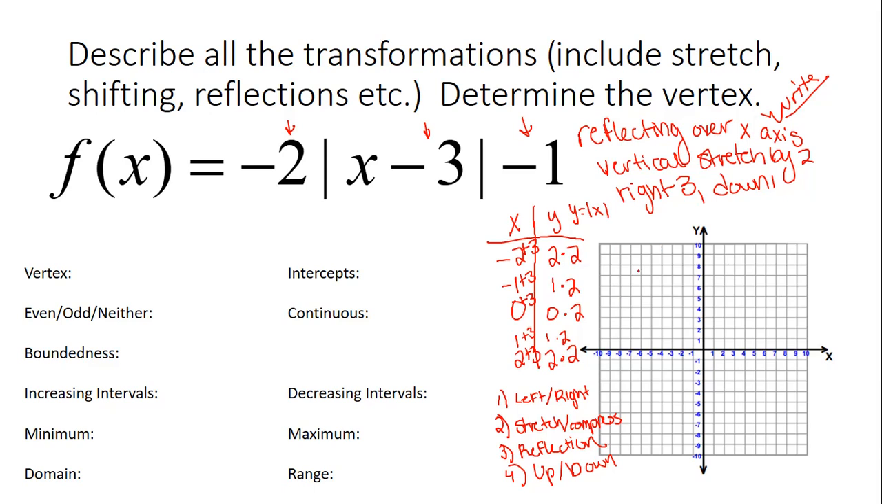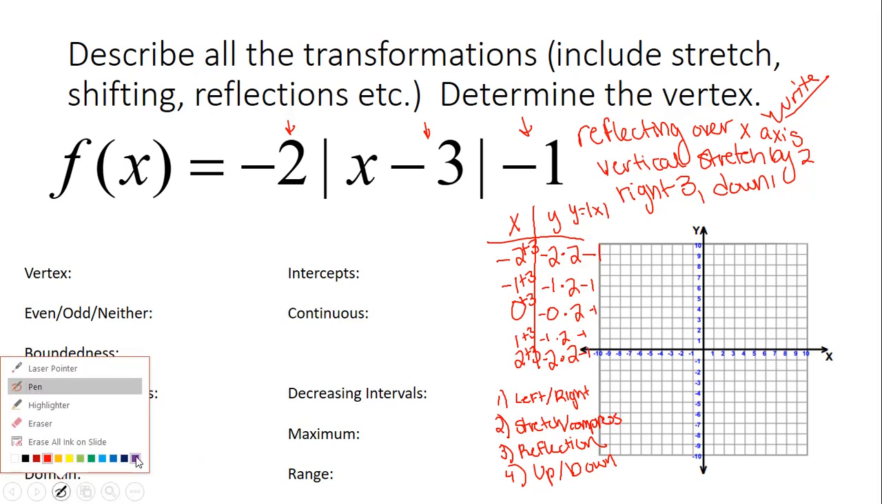Now taking care of the reflection. If I reflect over the x-axis, what is that going to do? It's going to change your y's to negative, right? Basically I'm going to make everything negative. So let's go ahead and change these to negative. And then finally, down 1, which is just going to subtract 1 from every single one of our y's, right? Now, it looks very messy, but let's go ahead and figure out what our new final table is.